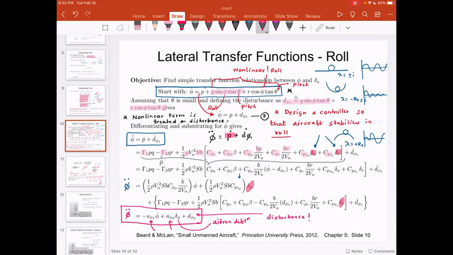So what it means is, by taking the derivative, it allowed me to use another equation to substitute in the differential equation of motion and simplify the differential equation so that now the control input, which is the deflection of aileron, appears in the differential equation.